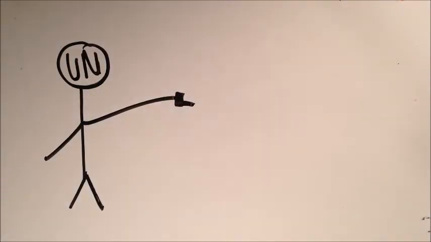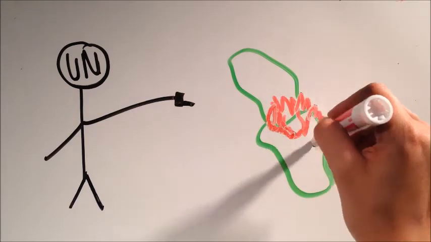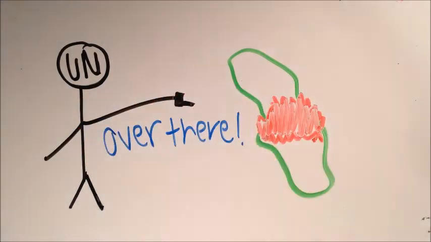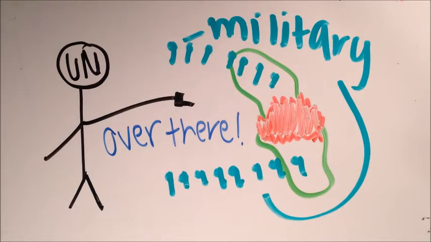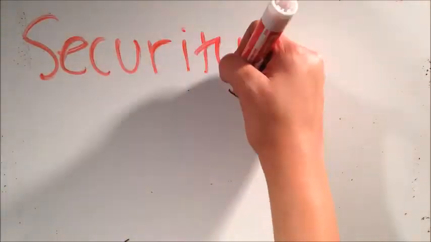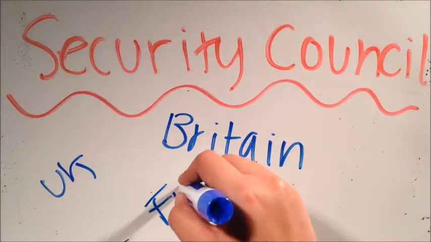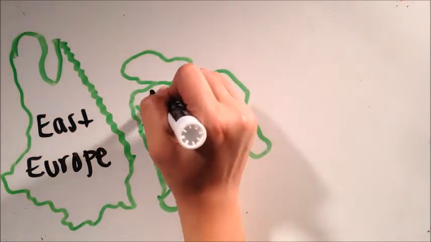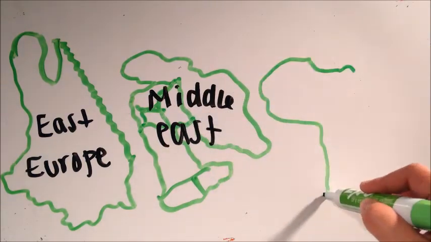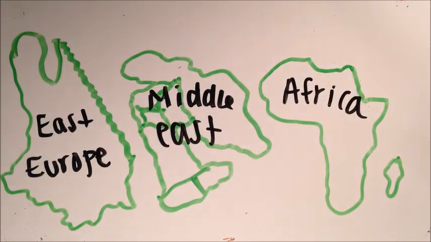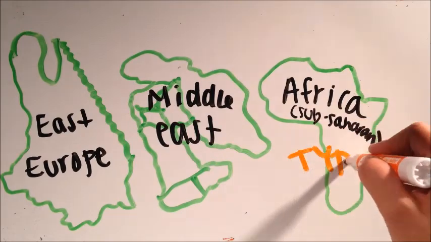A very important part of the UN is that its members can locate a hot spot where there is conflict and vote to establish peacekeeping forces there, and request states to contribute military forces. The Security Council is responsible for making this decision. It consists of the US, Britain, France, China, and Russia. Peacekeeping forces have been sent to Eastern Europe, the Middle East, and Sub-Saharan Africa to prevent conflict.